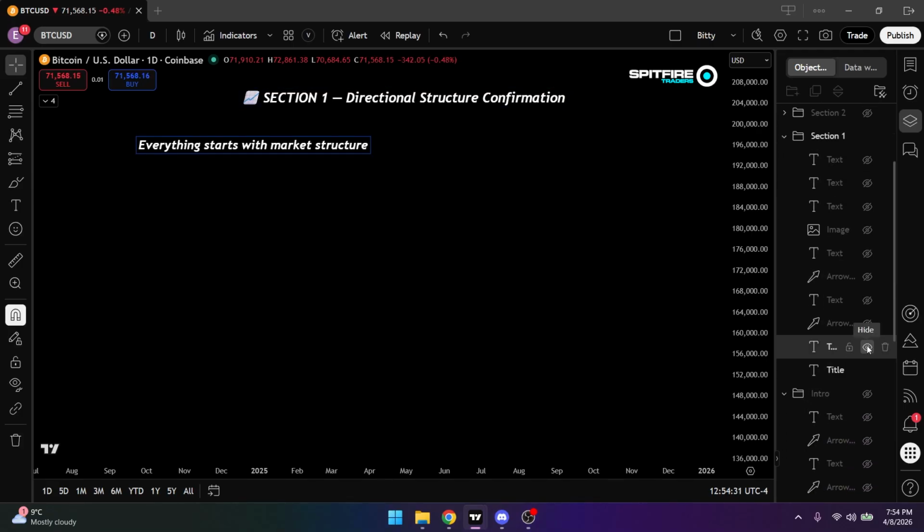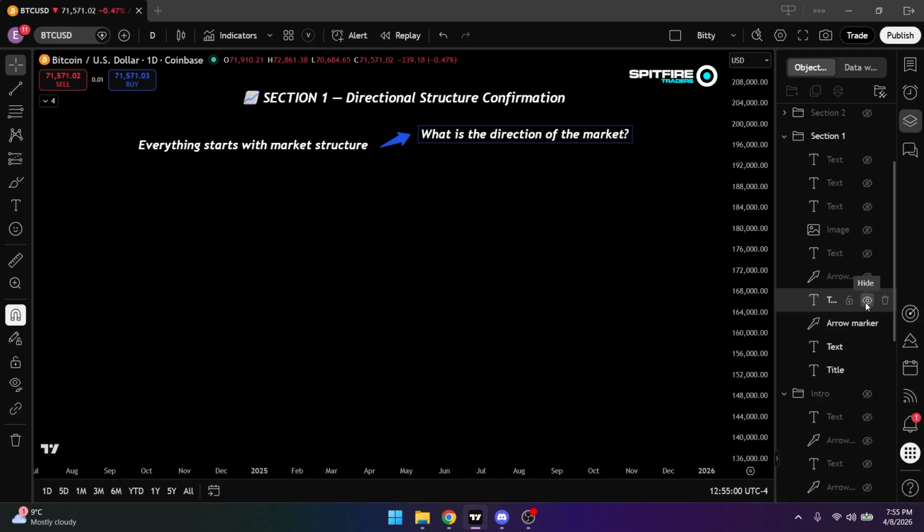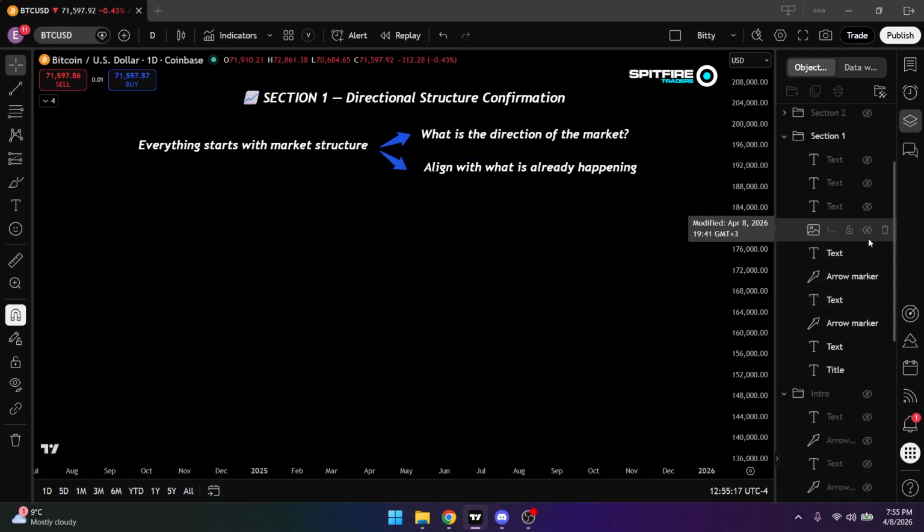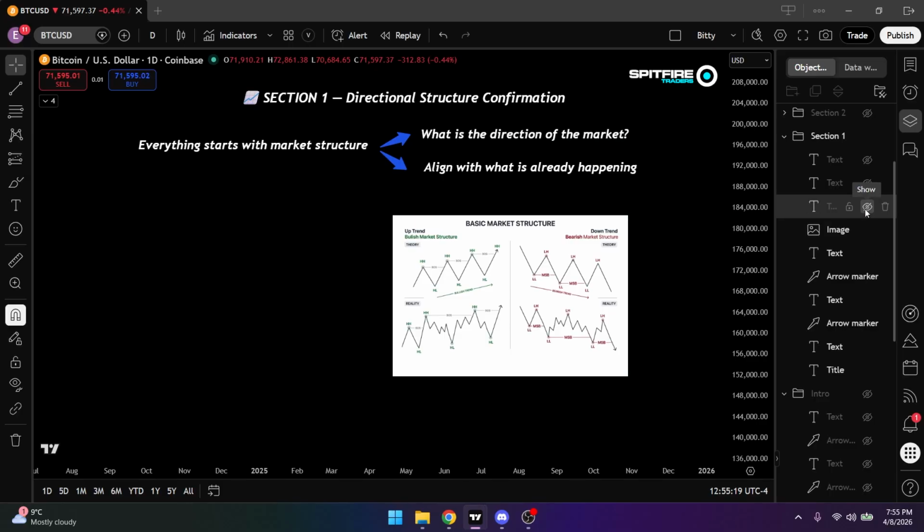Before thinking about entries, indicators, or setups, you need to answer one simple question. What is the direction of the market? Because the market is not random, it moves in trends and phases. And your job as a trader is not to predict, it is to align with what is already happening. So we have two scenarios, uptrend and downtrend.